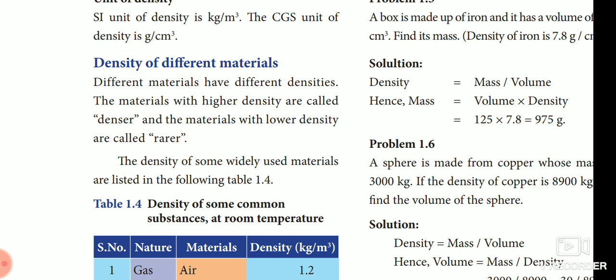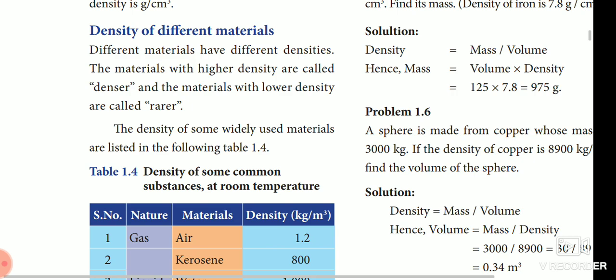And the materials with lower density are called rarer. We have seen the denser materials. Now the materials with lower density, that is rarer, we call them rarer.